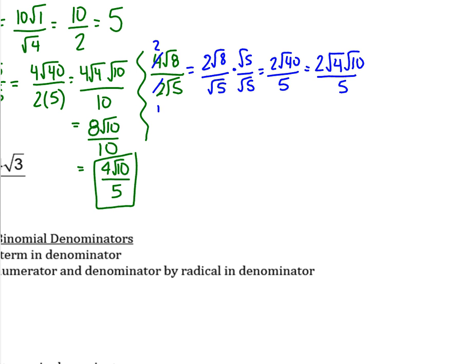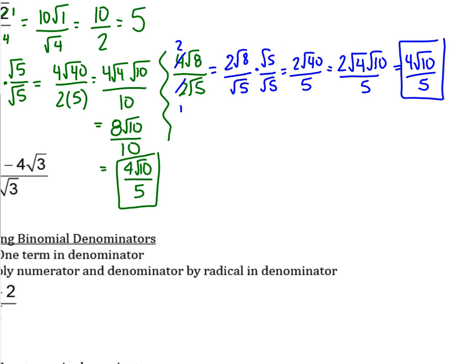Now, are you with me? Or are you lost? You with me? Okay, square root of 4 is 2. 2 times 2 gives you 4. Root 10 over 5. Same answer as before. Different means of getting there. I simplified in the beginning, and then I rationalized. I like to simplify first if possible.